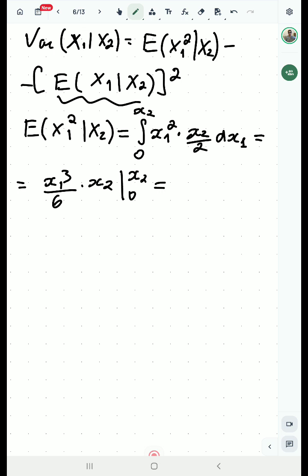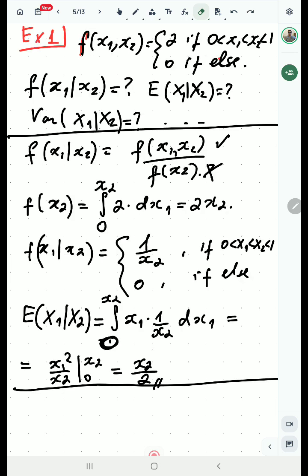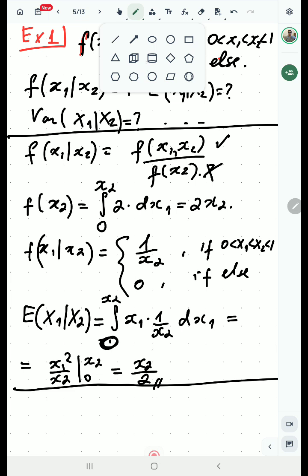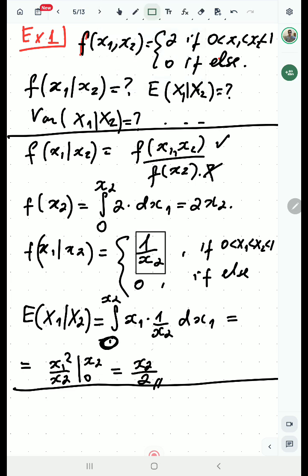Just a second, x1 cubed over 3. Sorry, I made a mistake here. The conditional density here is actually 1 over x2, not x2 over 2. It's 1 over x2, right? We have already found it: the conditional density is 1 over x2. It's here.